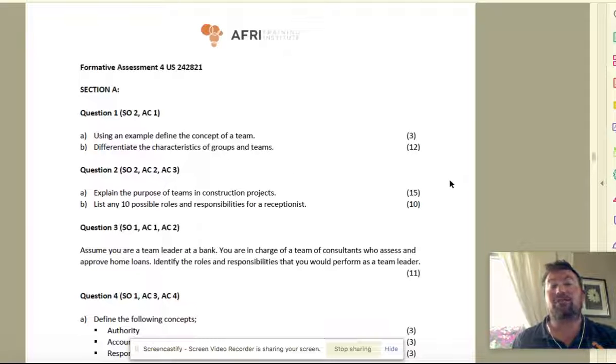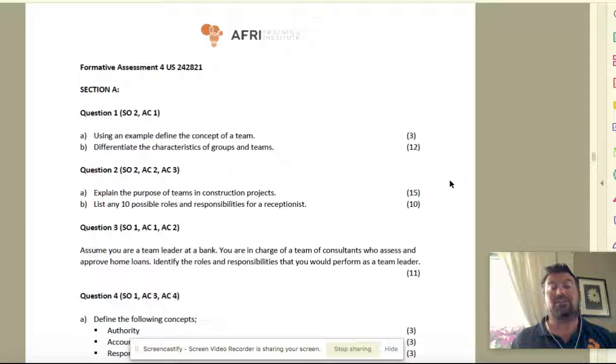Then we need to differentiate between the characteristics of a group and the characteristics of a team. Now, a group is a loose association of people, and a team has a specific objective. That changes the way that they look at everything. So there's a nice little workflow, and that's on page number 5 of that workbook, and that helps you just to refresh your memory in terms of what those two different things are.